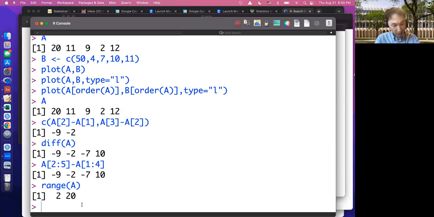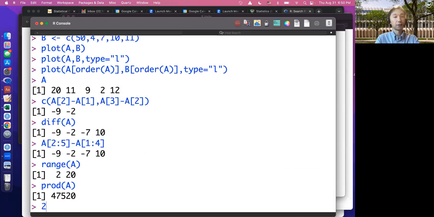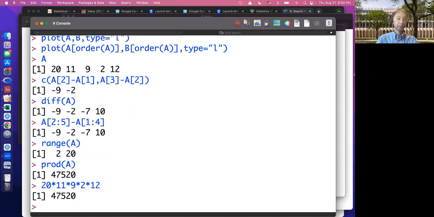And we have studied the summation function, but we also have the product function. Product of A is this. So this is 20 times 11 times 9 times 2 times 12.